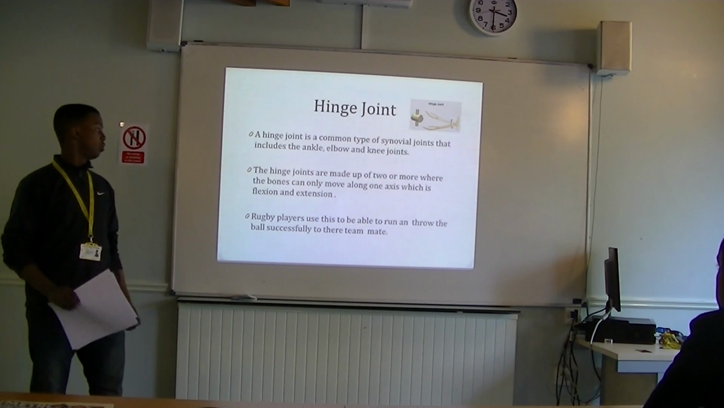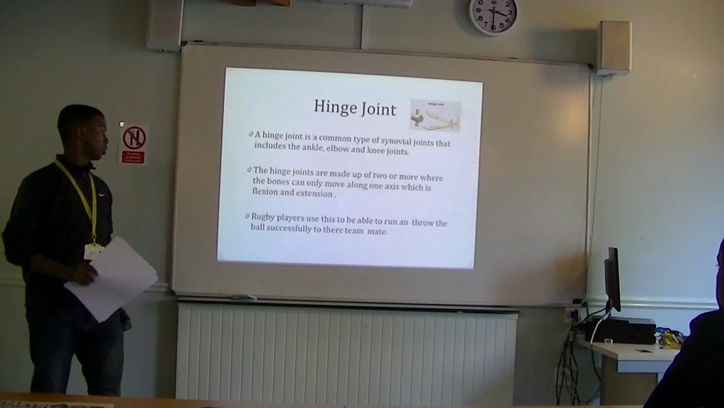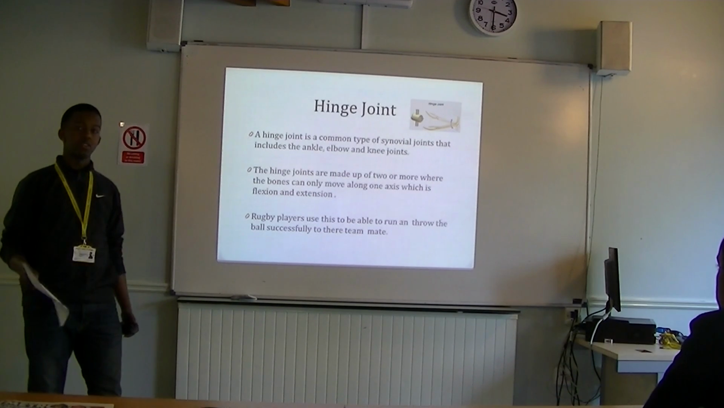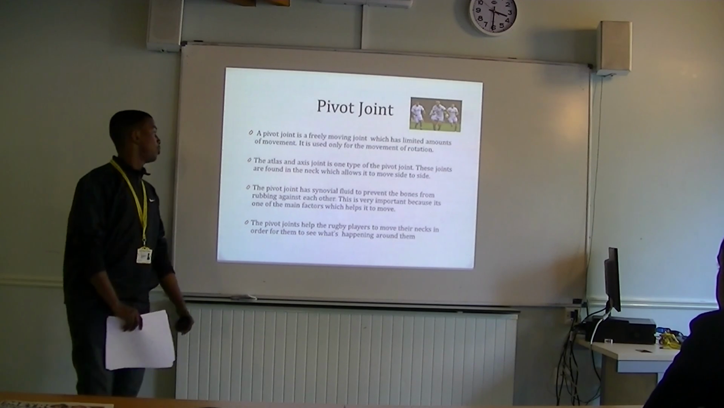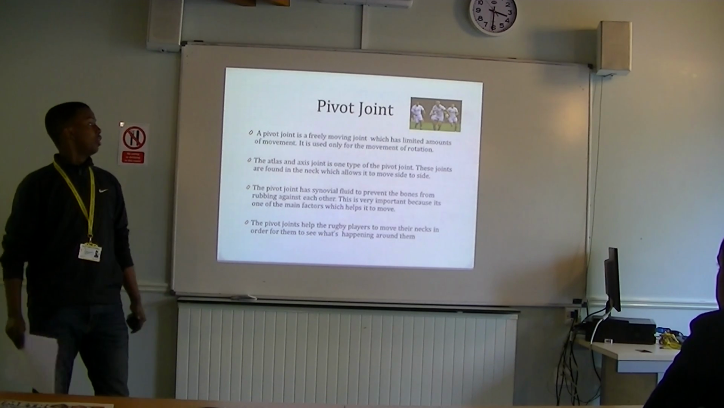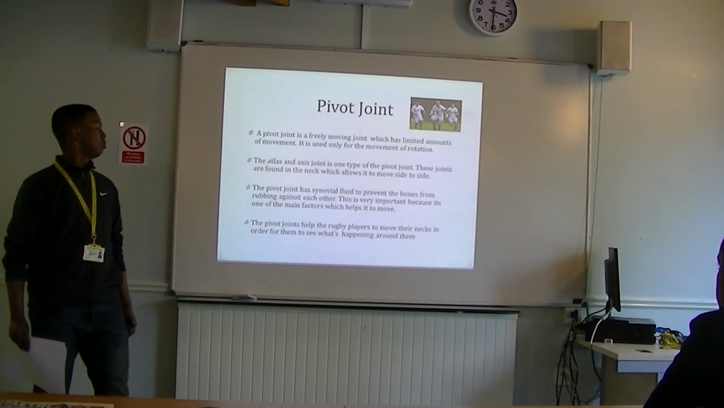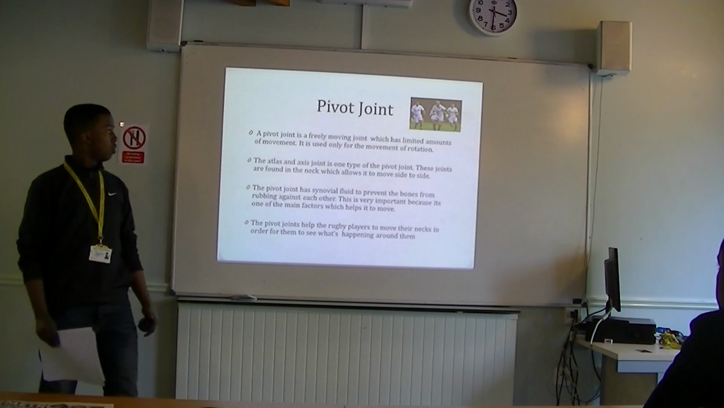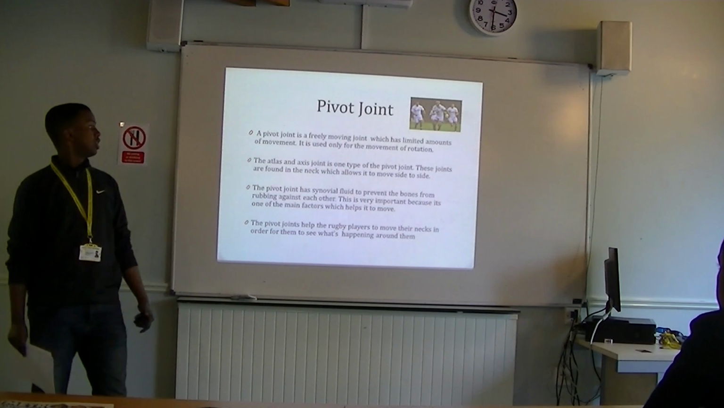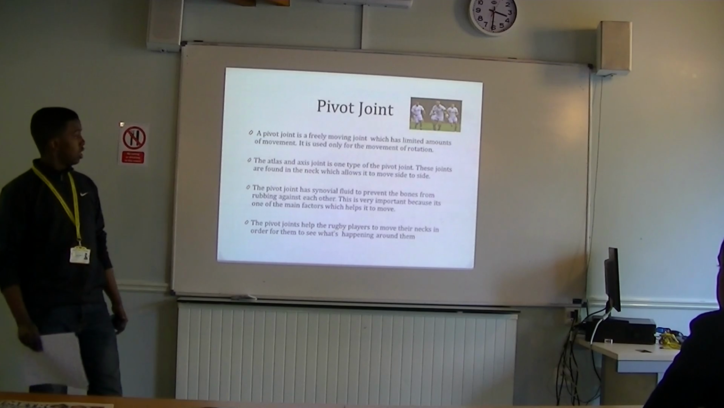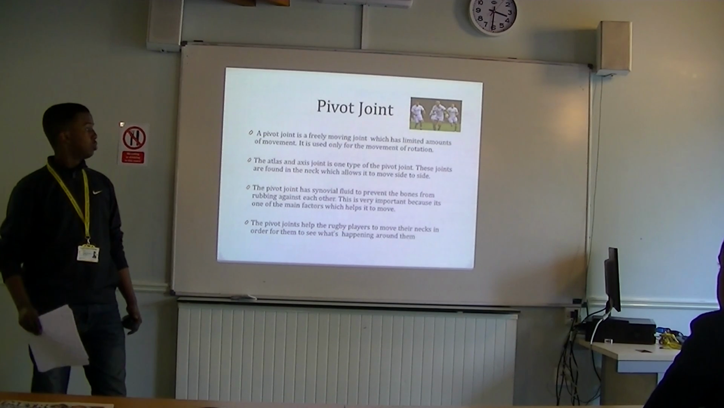Rugby players would use this to be able to run and throw the ball successfully to the teammates in order to create a chance of scoring. Pivot joints. A pivot joint is a freely moving joint which has a limited amount of movement. It is used only for the movement of rotation. The atlas and axis joint is one type of pivot joint. These joints are found in the neck, which allows it to move side to side.